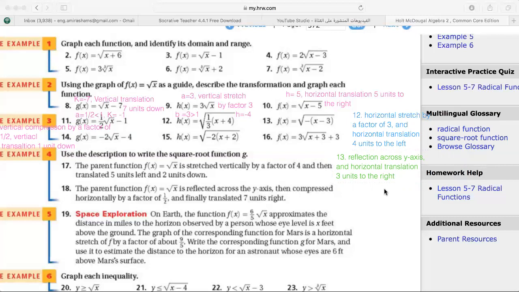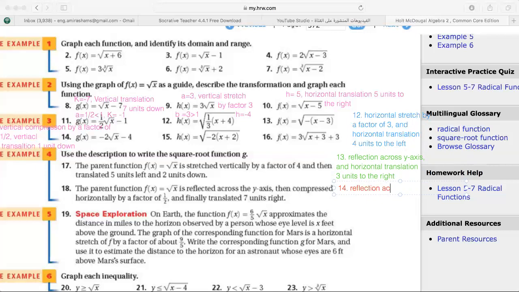Number 14, there are 3 transformations. How did you know, teacher? Because I have negative and 2 multiplied by root x, and I have negative 4. So how we're going to write it? We're going to write it like this. Number 14. When I have negative sign multiplied by the whole function, so it is reflection across x-axis.